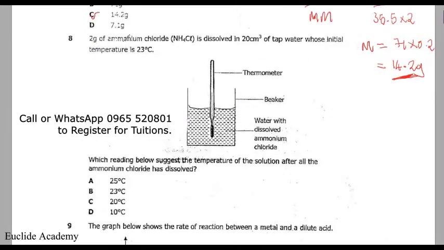Okay, so question 8, 2 grams of ammonium chloride is dissolved in 20 centimeters of tap water.